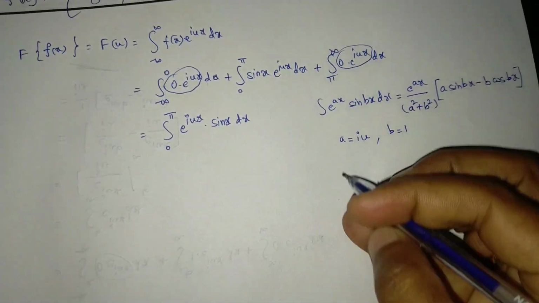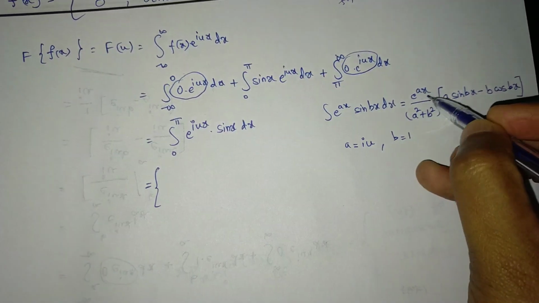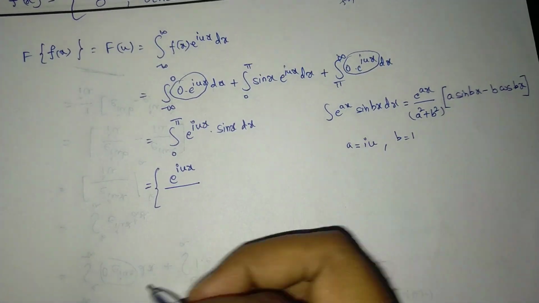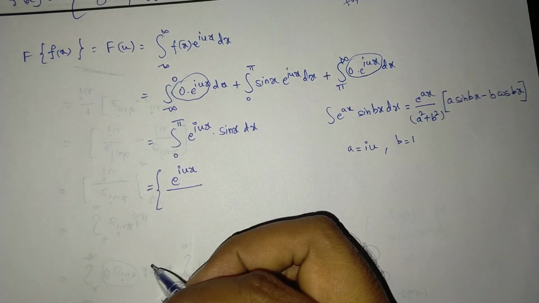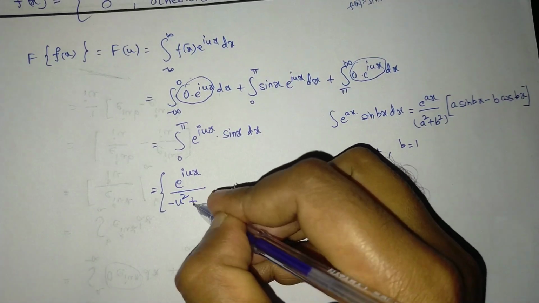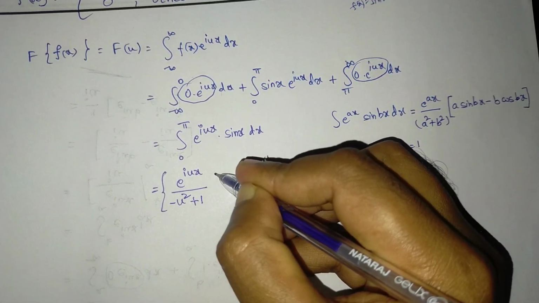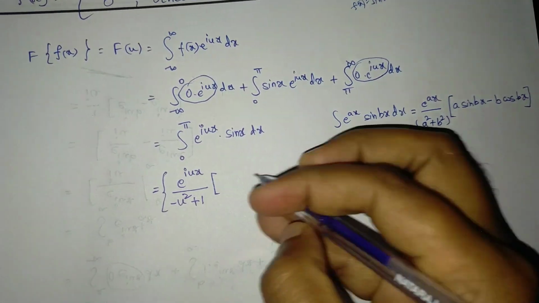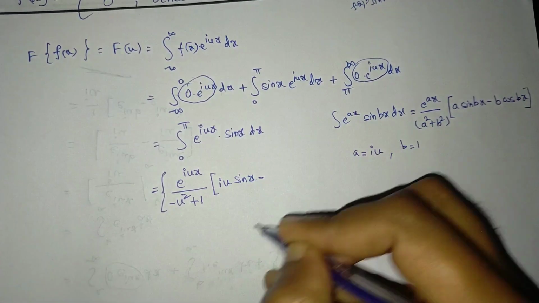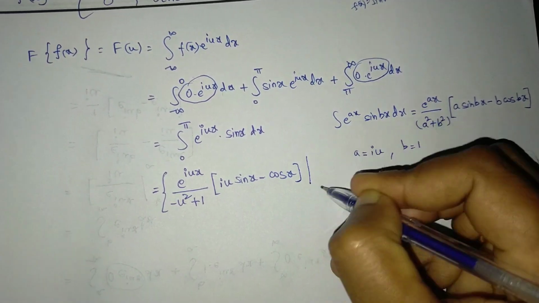If I substitute that, I will have e power a x, that is e power i u x, divided by a square plus b square. With a equal to i into u, i u whole square is i square into u square, but i square equals minus 1, so it is minus u square, plus b square, where b equals 1, so 1 square is 1. Into a sin b x, that is i u into sin x, minus b, that is 1, into cos b x, that is cos x. So this is the limit.